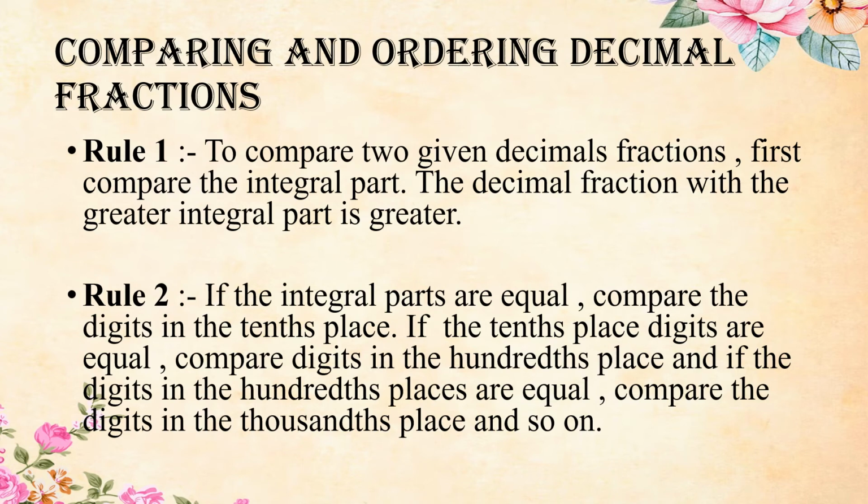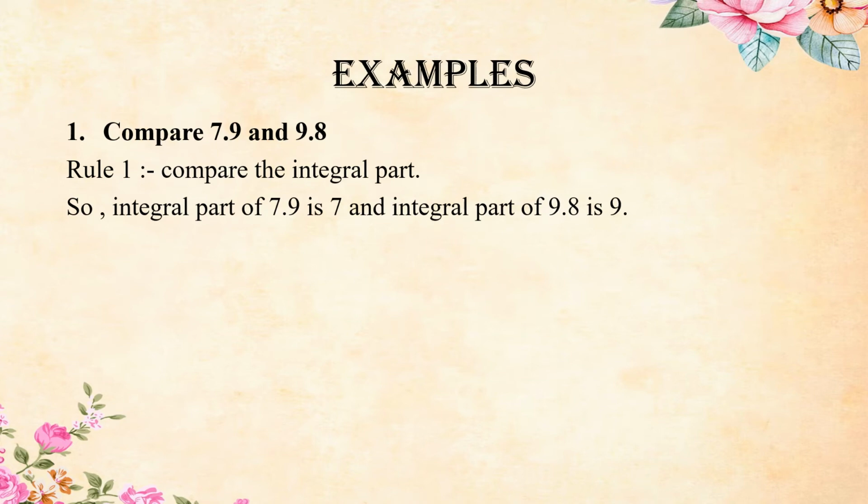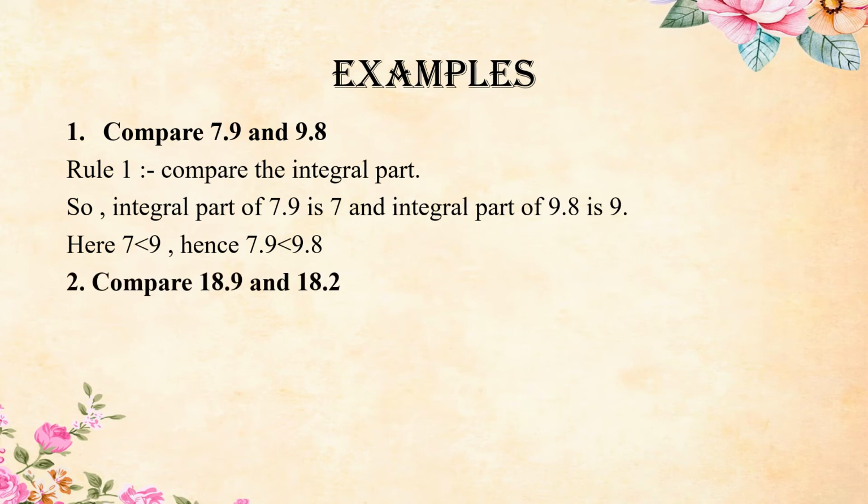Let's do it with the help of an example. Like we want to compare 7.9 and 9.8. So here the integral parts are 7 and 9. So we will follow our first rule, compare the integral part. After comparing 7 and 9, we all know 9 is greater. So 7.9 is less than 9.8.